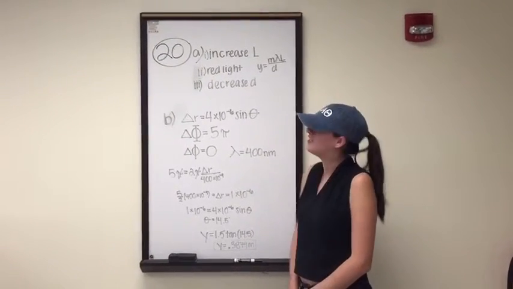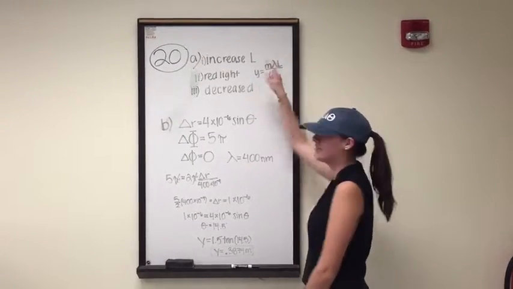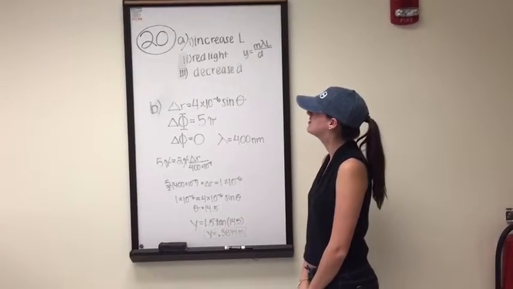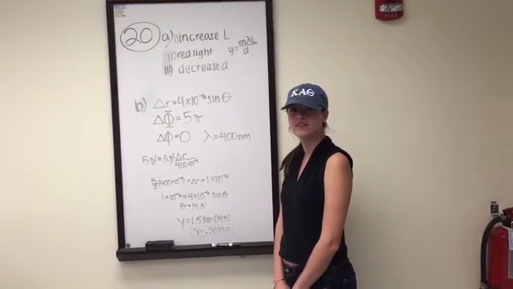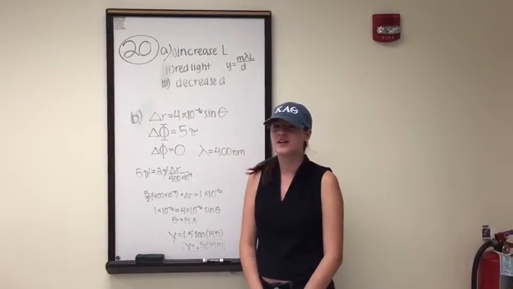For number one, you should increase L because as you increase L by using this equation, Y will increase. Which wavelength of light will have its first maximum be located further from the central maximum? Red light, the longer wavelength, or blue light, the shorter wavelength? It will be red light because it has a longer wavelength.